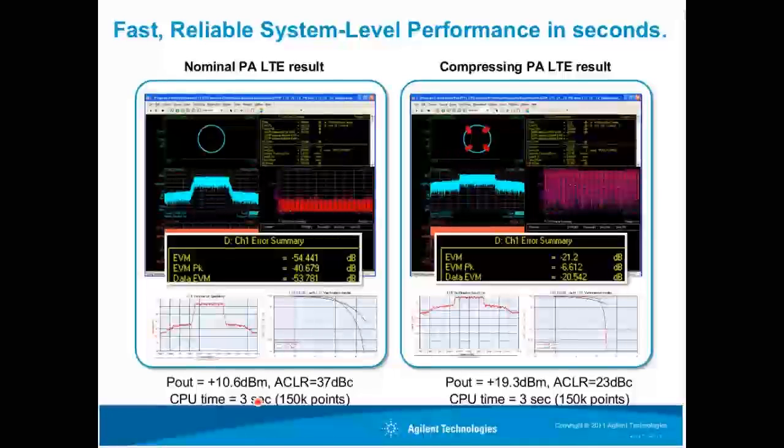Here's the same circuit with the slider. Now, this was part of the same simulation. Just slide the slider up so that you've got more amplitude going into your amplifier. Now you're compressing very hard. We've dropped ACLR to 23 dBc, and EVM has shot up to minus 21 dB. Again, 150,000 points done in 3 seconds. Quite a powerful verification capability.